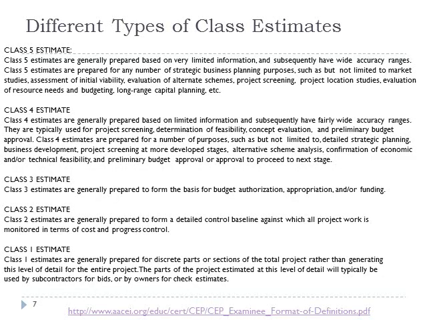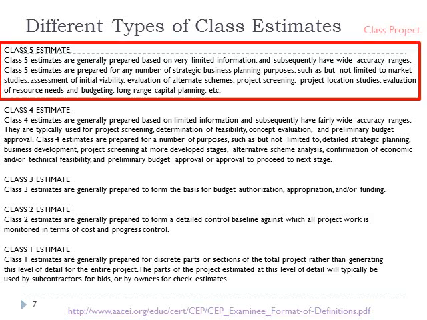So the AACE has various definitions of cost estimates, and what we'll be doing in this class project is what's considered a class 5 estimate. This is prepared off of very limited information, and subsequently they're all going to have wide ranges of values.